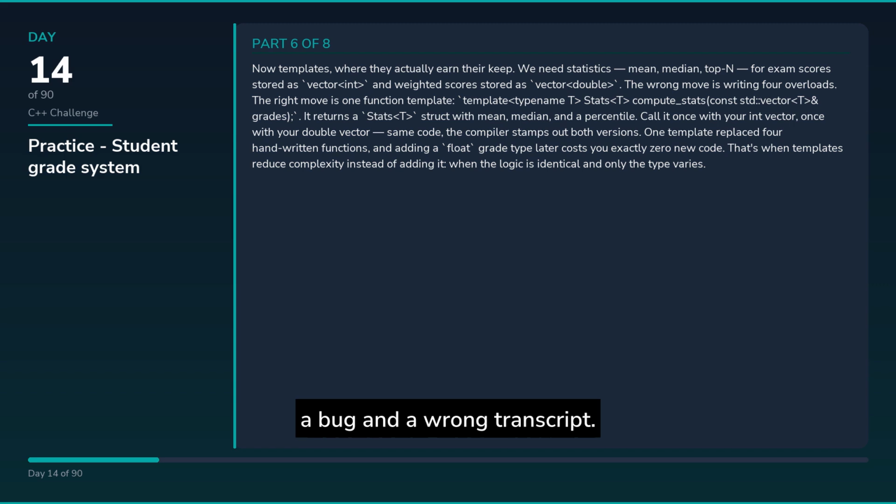Now templates, where they actually earn their keep. We need statistics, mean, median, top n, for exam scores stored as vector<int> and weighted scores stored as vector<double>. The wrong move is writing 4 overloads.